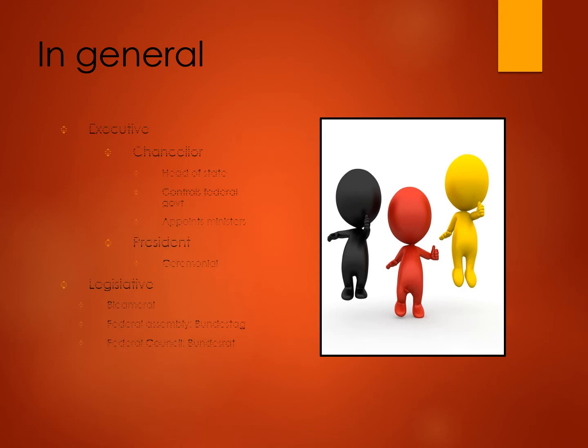If you look more closely at the executive, you will see that Germany has both a chancellor, the head of state, and the president, a ceremonial position. The legislative branch is bicameral, or has two chambers: the Federal Assembly, also known as the Bundestag, and the Federal Council, known as the Bundesrat.